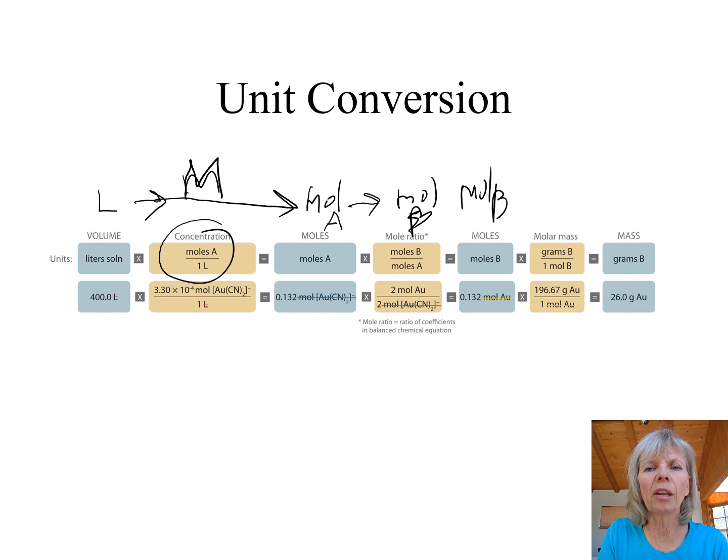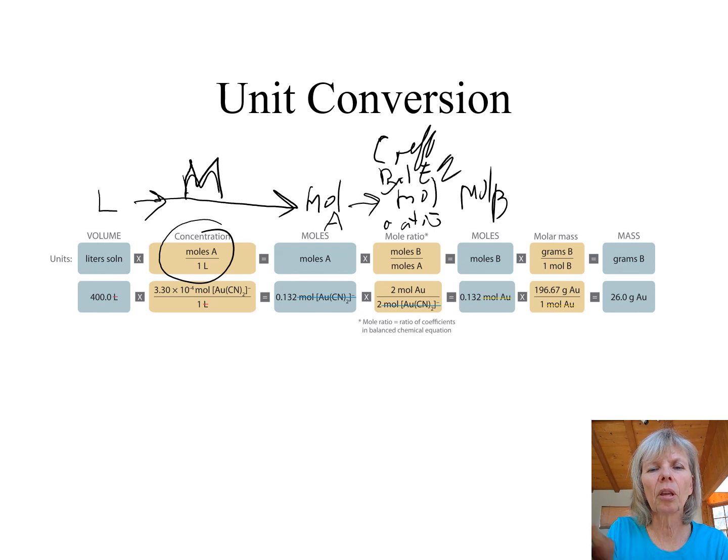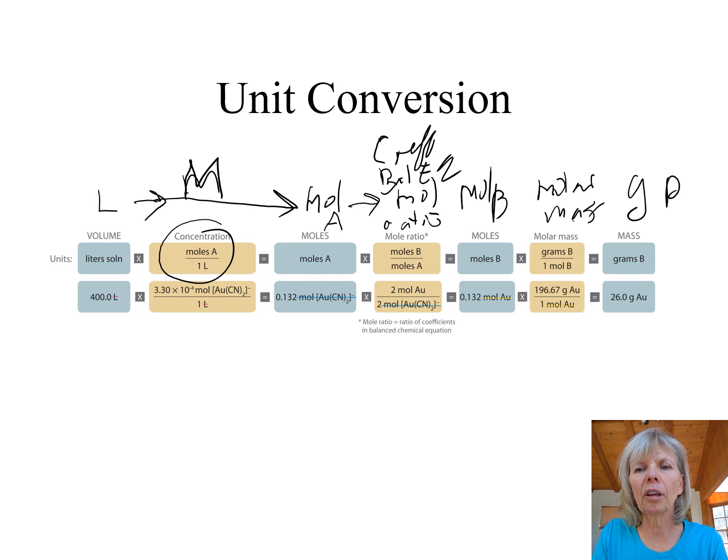Let me write that in the right spot. We use what we call the mole ratio, also known as the coefficients in your balanced equation. And if we have moles of one substance, we can go to grams of that substance using molar mass to get to grams of B.